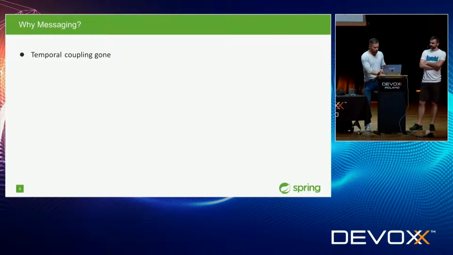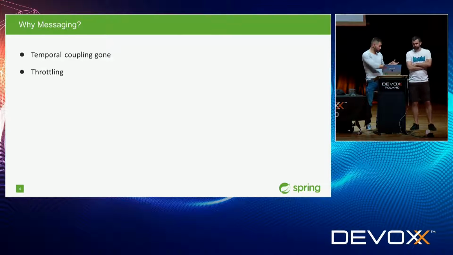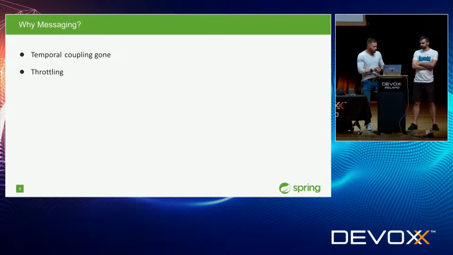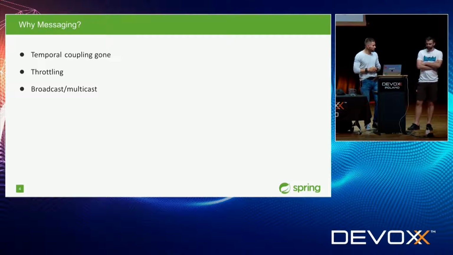Also, the consumer can consume the messages at its own pace, so we are not going to overwhelm the consumer from the producer side. The producer doesn't care. Broadcast, multicast: the more services you have to notify about something that has happened in your granting or rejecting process, you don't need to modify the process. You just subscribe to the topic or the queue, whatever you use. That's a good idea, yes.